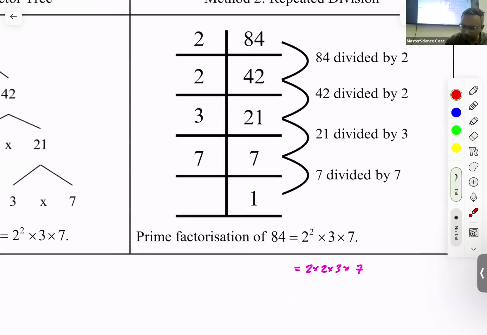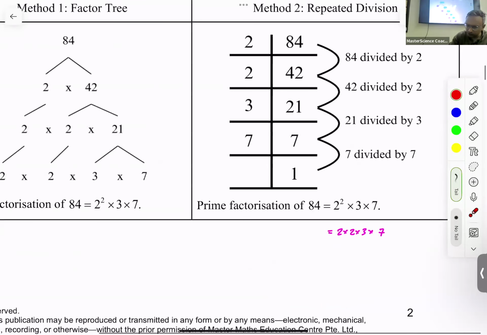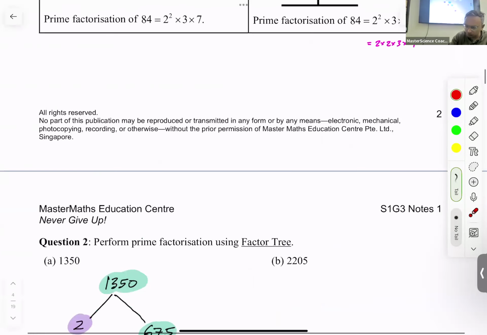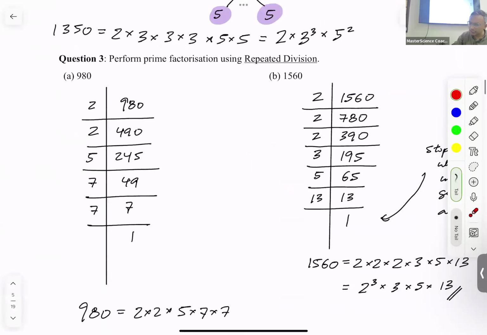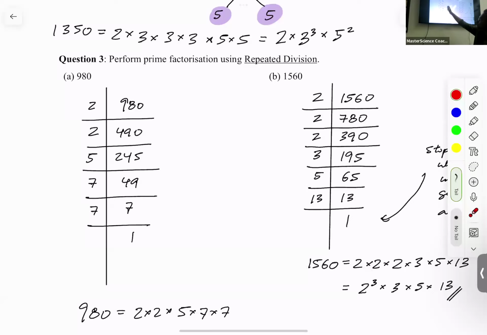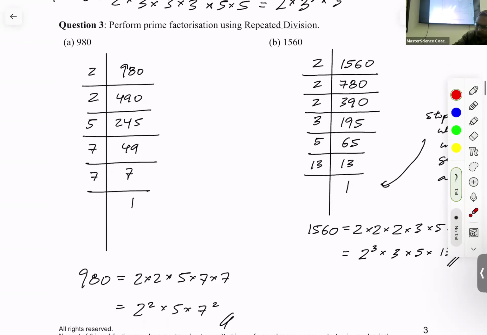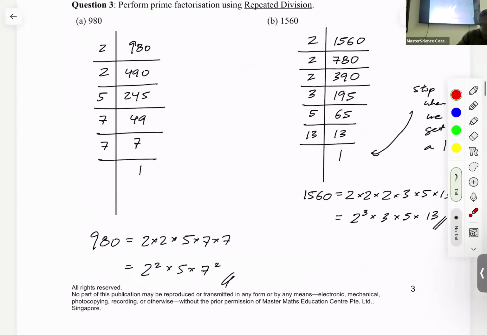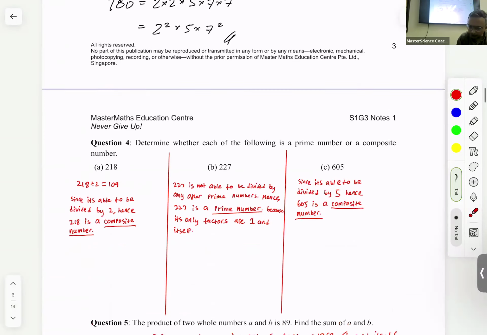Now we're going to go into something much harder. Okay, all these are the practices that we did in class with the other students. Perform prime factorization. So you can see lah, 980 divided by 2, 490 divided by 2, 245 cannot divide by 2, cannot divide by 3, divide by 5, 49. 49 divided by 7, 7. 7 divided by 7, 1. Okay, then 1560 did the same thing. Can? Any questions? No. Okay.